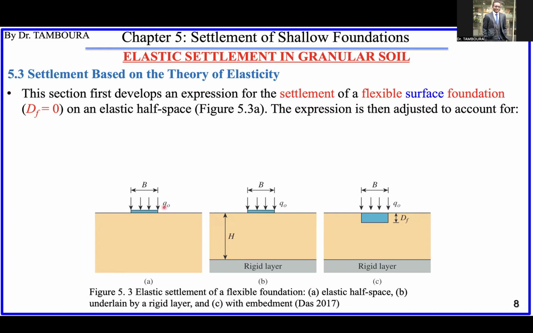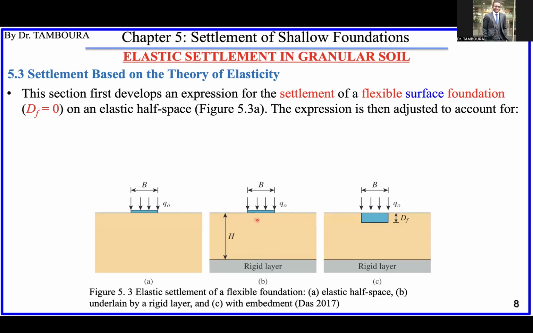In this case, you can see the foundation is a surface foundation. That means this footing is not embedded. Okay. See the meaning? It's not embedded. And there is no existing bedrock near the footing base. So it means the soil is uniform like this. And remember this footing is flexible, so the settlement is not uniform.